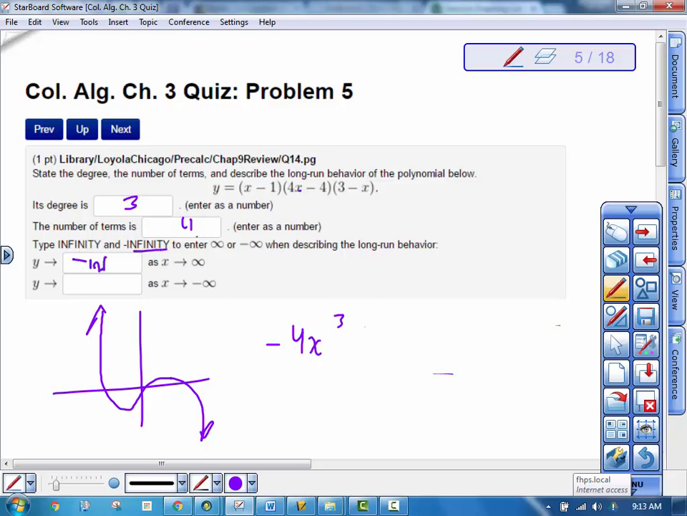I think you have to type the whole thing out. And then what does y do as x goes to negative infinity? That goes to positive infinity. You have to type that out as well.